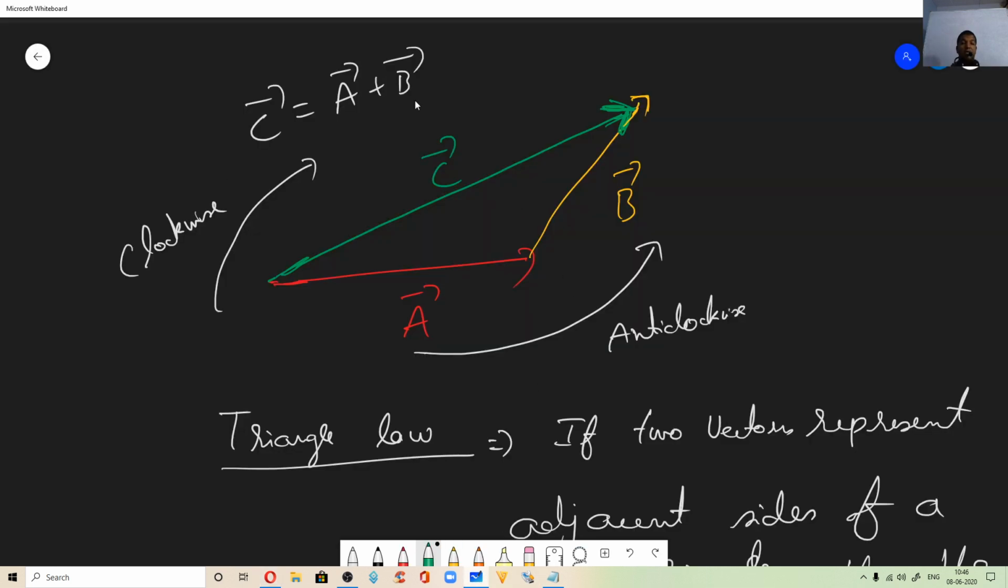So as I told you, C itself is a vector. This green arrow C, its length represents magnitude and its direction represents its actual direction. Now how to get its direction, magnitude and everything, we'll simply use some simple trigonometry and geometry. So we'll find out in the upcoming classes.